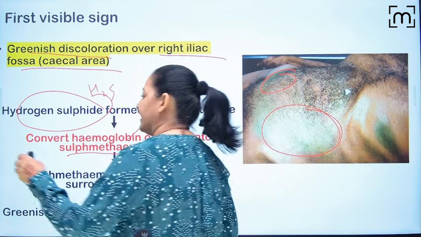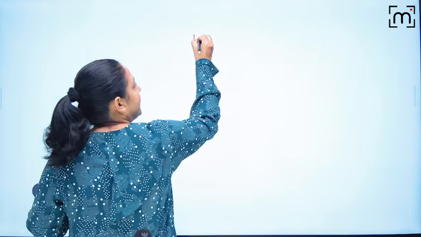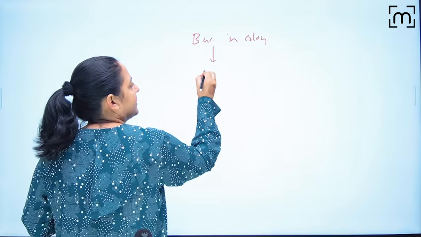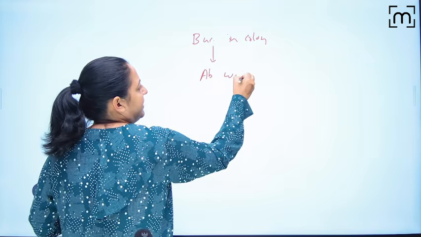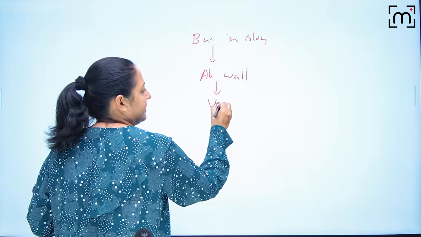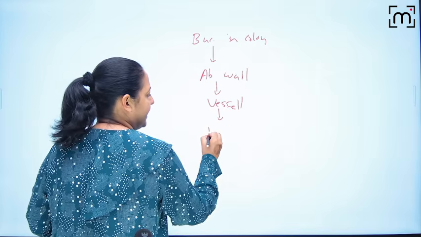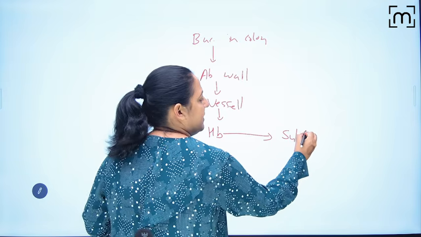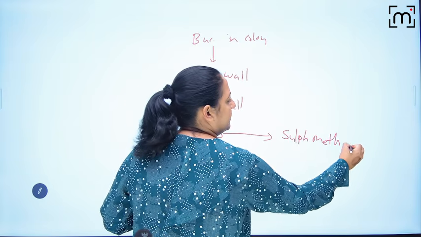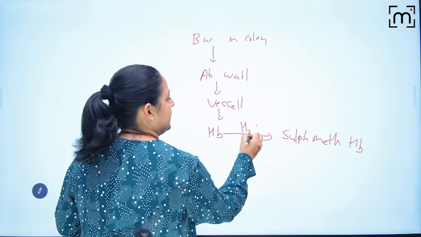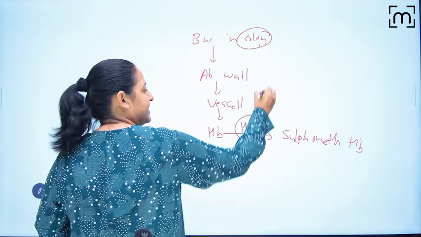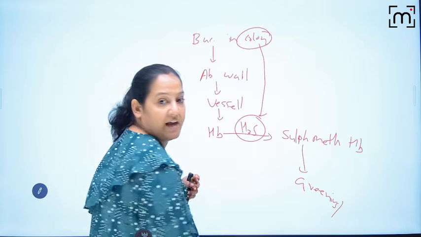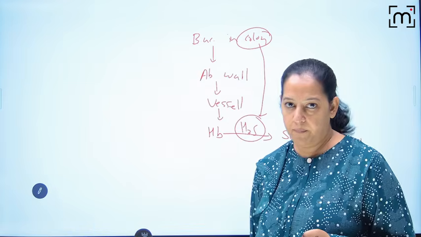So basically I am saying the bacteria in the colon invade and come into the abdominal wall. After coming into the abdominal wall, they rupture the blood vessel. From the blood vessel, hemoglobin is released. This hemoglobin gets converted to sulf-methemoglobin by the H2S gas present in the colon, and this is giving greenish discoloration first in the right iliac fossa. So this is what I want to say. I hope everyone got it.